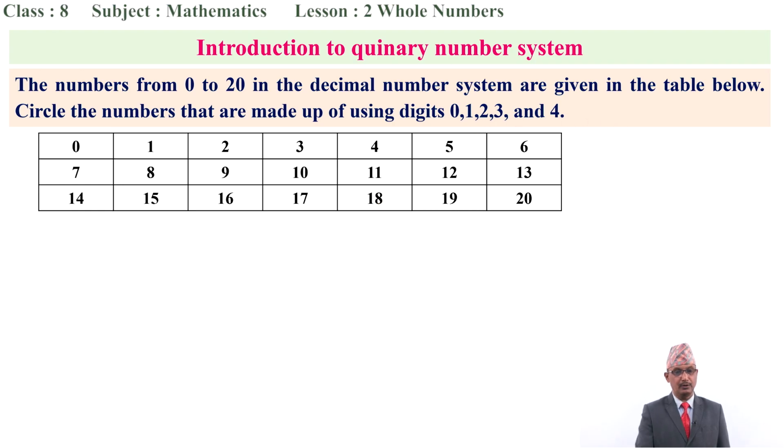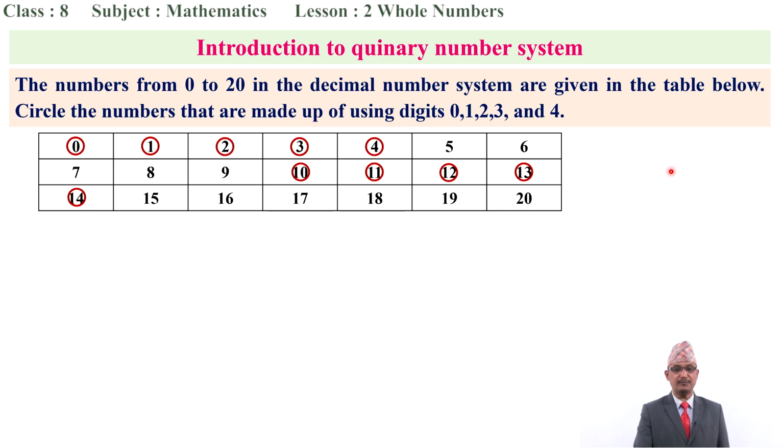Can you circle? Which one will be the first number? Yes, you are correct, 0. The next, 1, then 2, 3, 4, because we have to circle the numbers that are made up of using 0, 1, 2, 3 and 4. Then can we circle 5? No. Now what will be the next number? Can you guess? Yes, you are correct. Now 10, then 11, then 12, 13, 14.